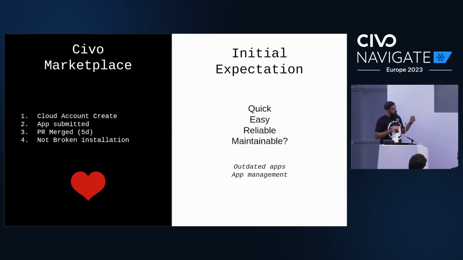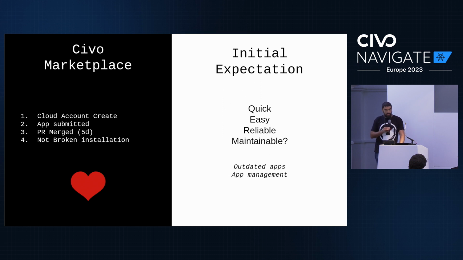The first one was that a few applications were already very old. We were testing Epinio with the latest Cert Manager version, for example. Civo Marketplace had a very old one. They were still using the old repository from Jetstack and so on. So they were outdated applications.